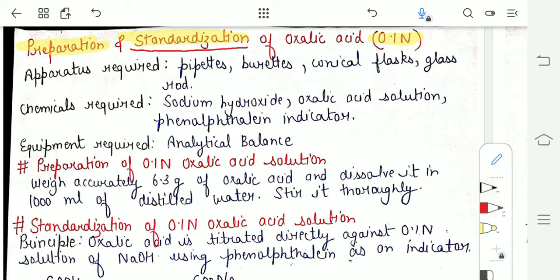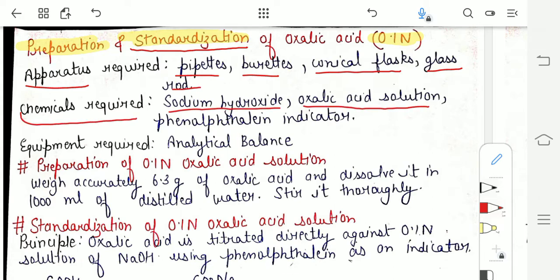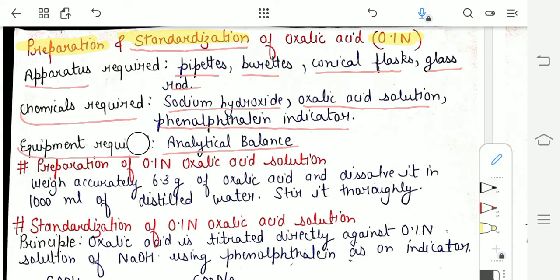So firstly let us talk about the requirements. The apparatus which we need is pipettes, burettes, conical flasks and a glass rod. The chemicals which are needed are sodium hydroxide, oxalic acid solution and phenolphthalein indicator. The equipment which we need is analytical balance. So these are the basic requirements of this experiment.